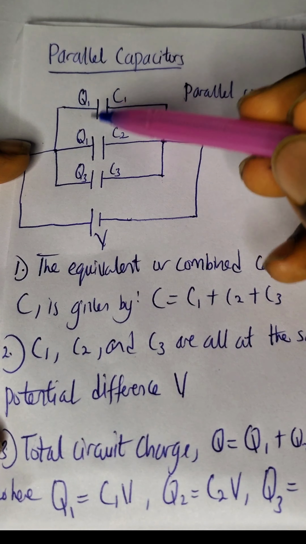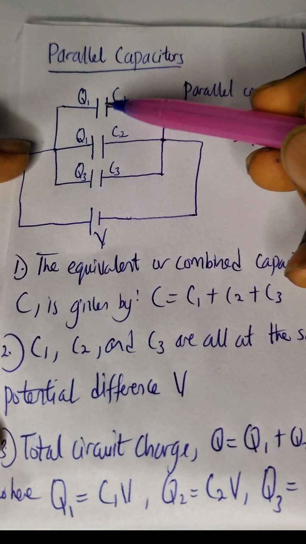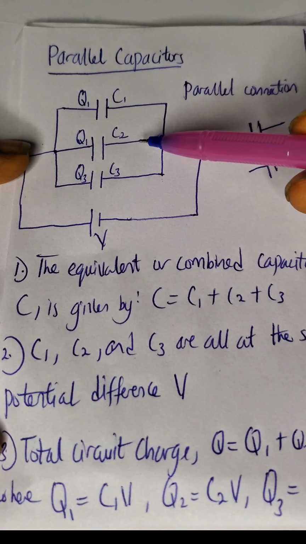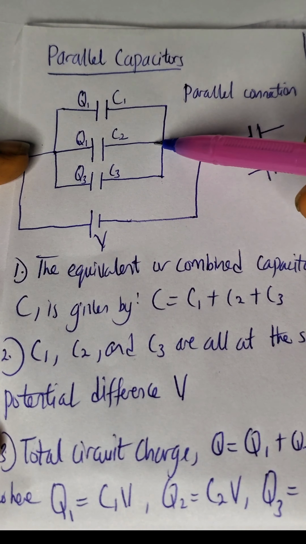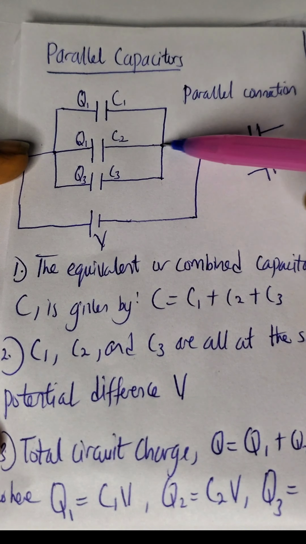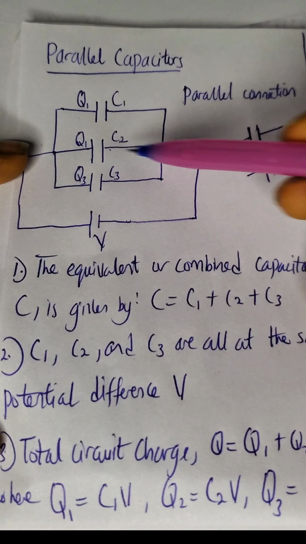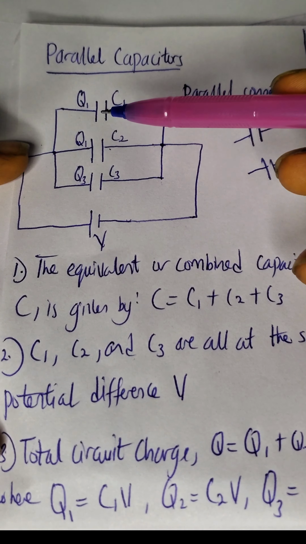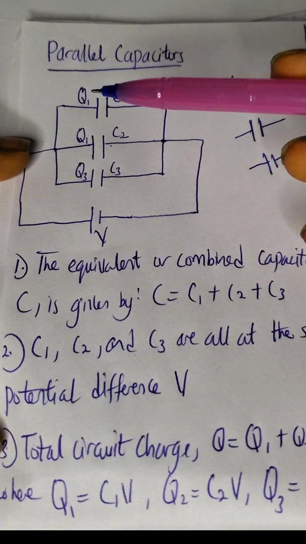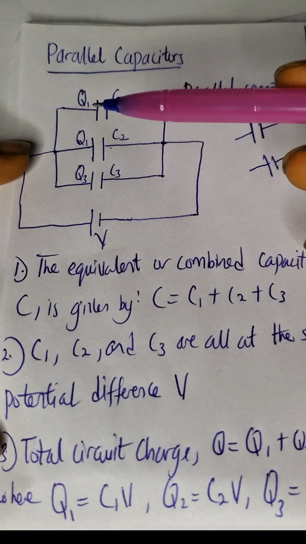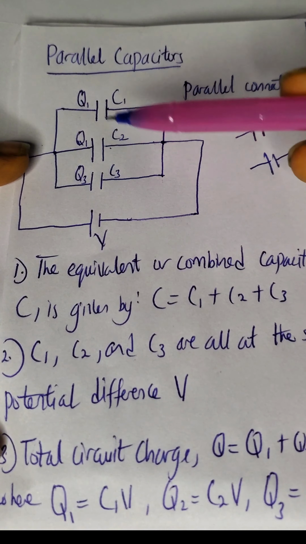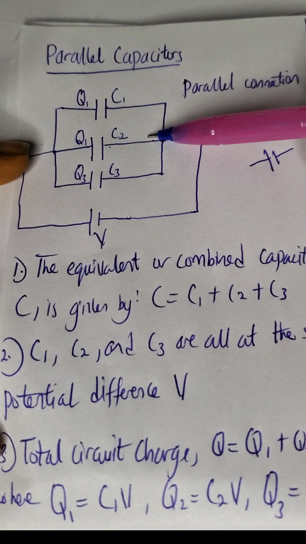For parallel capacitors, there is a break in the wires in the connection. This is the first capacitor, capacitor 1. Before it gets to 2, there's a break in the line. You can see that there's a break in this line before it gets to 2, before it gets to 3. So that is what you use to differentiate parallel capacitors from series capacitors. For series, there's no break in the line. So note that for parallel capacitors, there's a break in the wires.